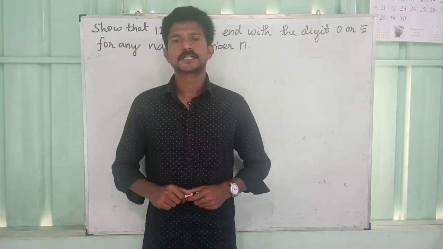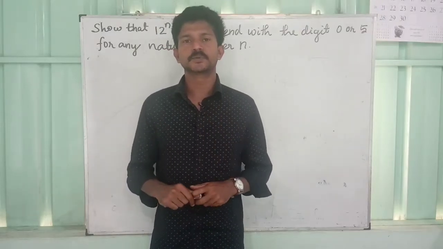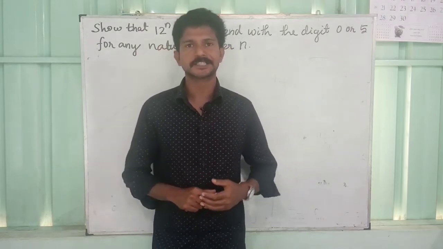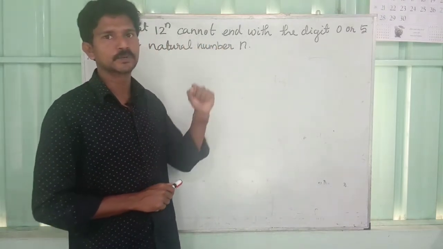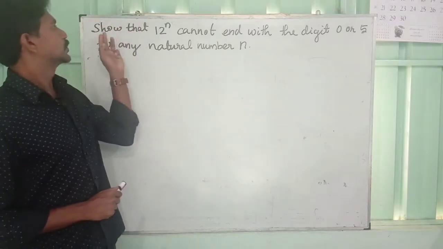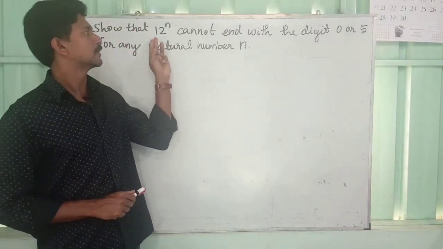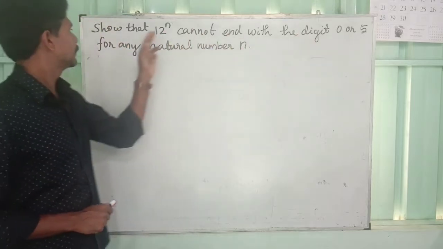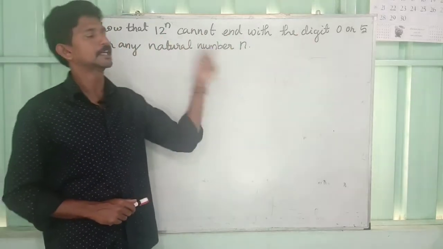Hello students. Today in this video we are going to see a few problems based on the fundamental theorem of arithmetic. The first problem we are going to discuss is: show that 12 raised to the power n cannot end with the digit 0 or 5 for any natural number n.